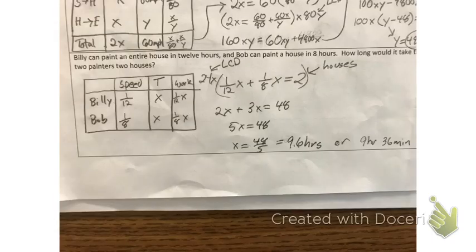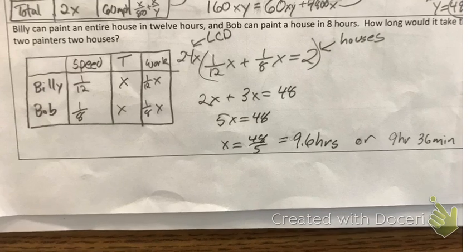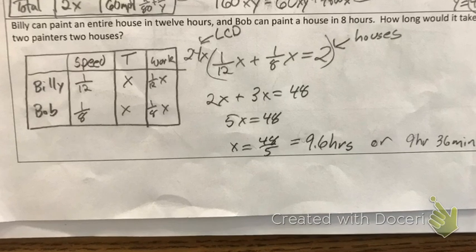It says that Billy can paint a house in 12 hours, and Bob can paint a house in 8 hours, I believe. Do you have to create like another section, or just Billy? Just Billy and Bob. So you need a Billy row and you need a Bob row. Well, Billy can paint one house in 12 hours, so his speed is one house per 12 hours. Bob is one house per 8 hours. How long does it take the two painters to paint the house?